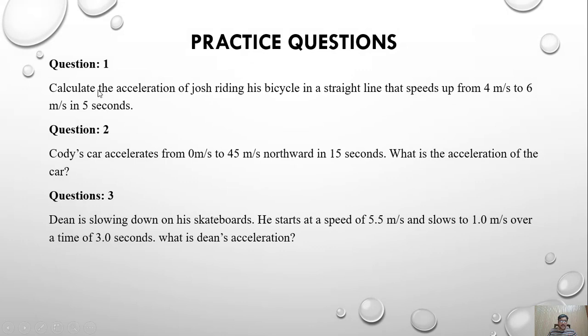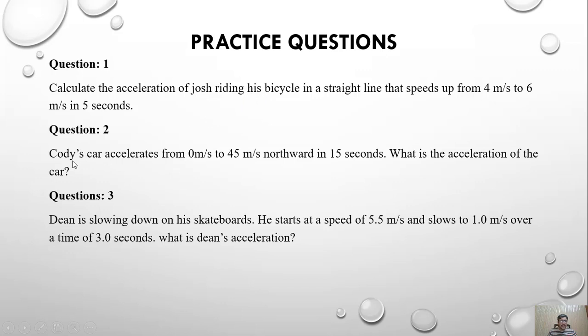Here are some practice questions. Question 1: Calculate the acceleration of Josh riding his bicycle in a straight line, who speeds up from 4 meters per second to 6 meters per second in 5 seconds. So here, 4 meters per second is the initial velocity and 6 meters per second will be your final velocity. You can calculate the change in velocity here. Time is given to you. Simply apply the mathematical formula of acceleration and you can calculate the acceleration of Josh riding his bicycle.